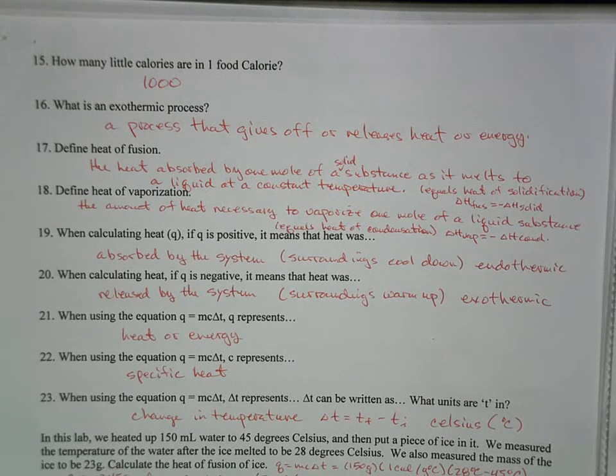20, exothermic. The system released heat. Where did the heat go? It went to the surroundings. So the surroundings warm up, but the system has to cool down. So, again, think of 19 and 20, 2 sides of the coin. Something has to gain heat, something else has to lose heat. 21, Q represents heat or energy. The Q is calories. The Q is joules. The specific heat is calories per gram degree Celsius, or joules per gram degree Celsius. That's the C in 22.